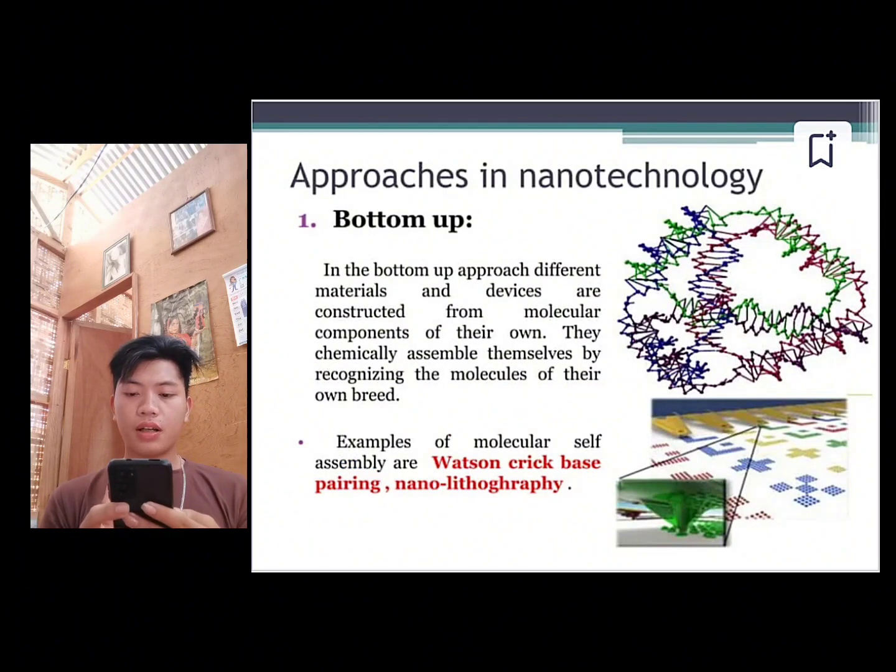So approaches in nanotechnology. First is bottom up. In the bottom up approach, different materials and devices are constructed from molecular components on their own. They chemically assemble themselves by recognizing the molecules of their own kind. So examples of molecular self-assembly are Watson-Crick base pairing and nanolithography.